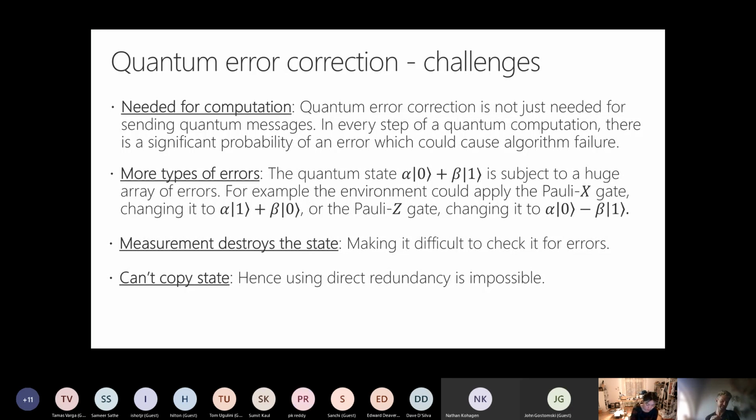Another thing which is even more fundamental is that if you have an arbitrary quantum state, then you can actually prove, just using the rules of quantum mechanics, that you can't copy it. So we can't do something like we did before, where we take a 0 and replace it by 0, 0, 0, etc. For the quantum case, if we have some arbitrary quantum state like alpha 0 plus beta 1, we can't just copy that. It's impossible.